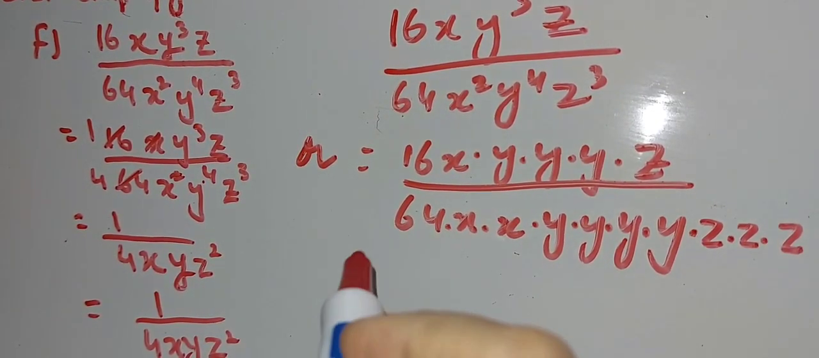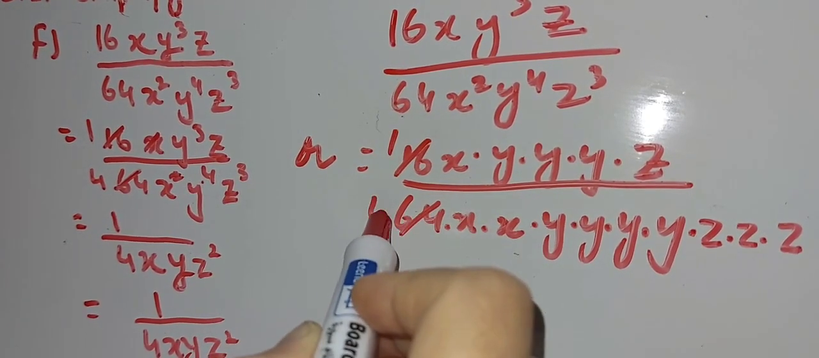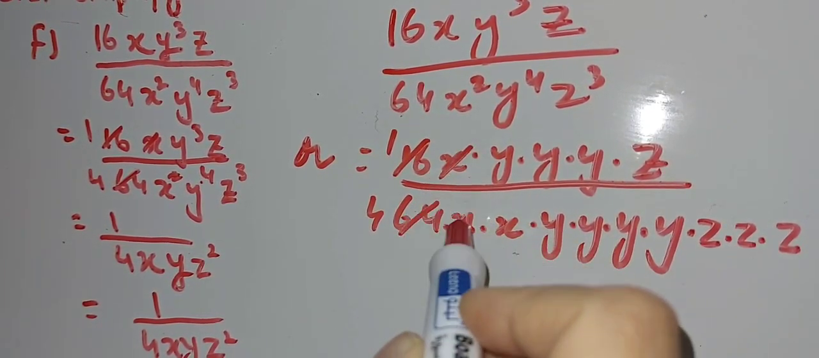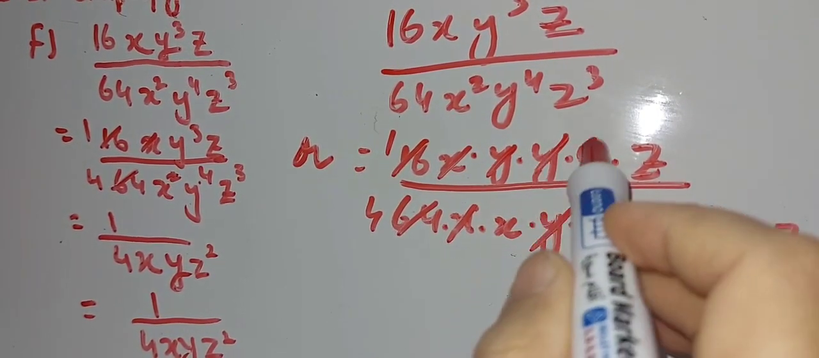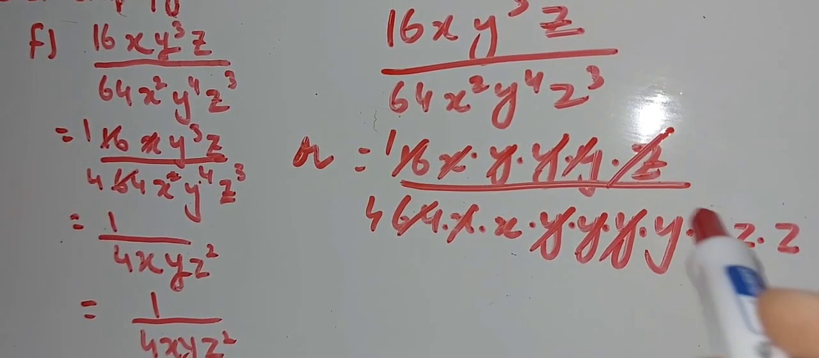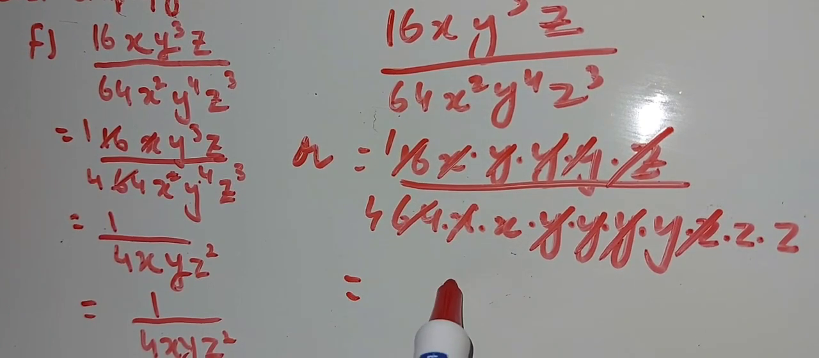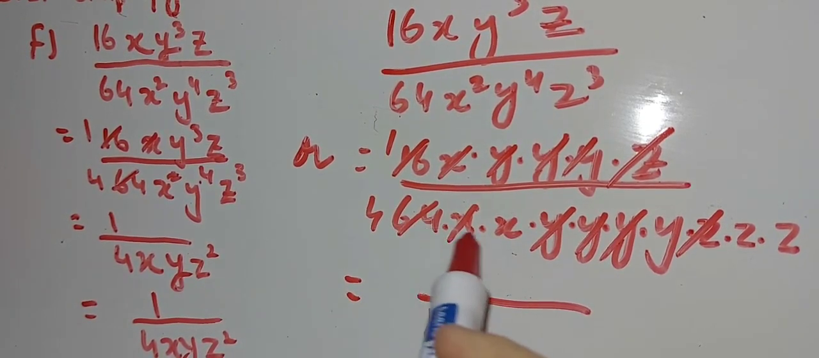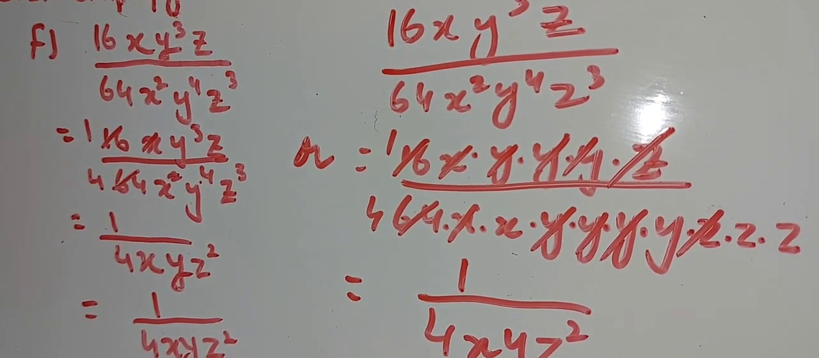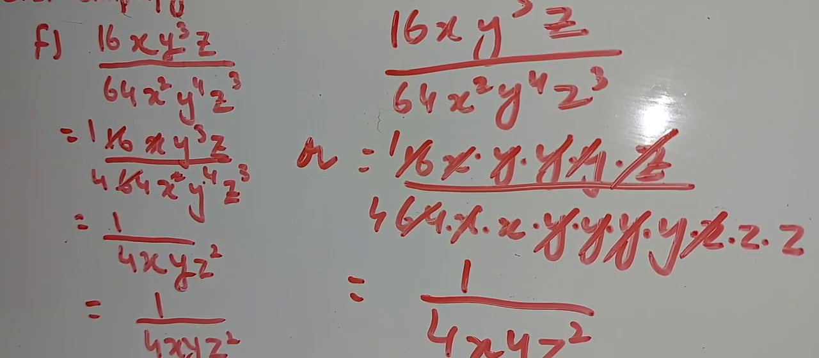Now what we have to do is cut: 16 ones are 16, 16 fours are 64. Now this y cuts, this x cuts this x. This y cuts this y, all cut. This z cuts this z. What is left behind? We have 1 in the numerator, and in the denominator we have 4x and then 1 y and z square. Okay, so this is the other method. If you want to follow this one, you can go for this one. Now this is the end of question number 1. We will start question number 2 in the next video. See you in the next video.